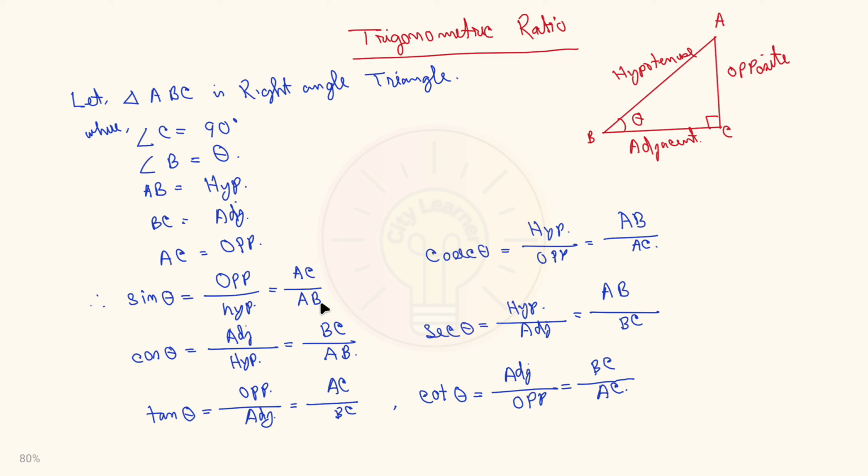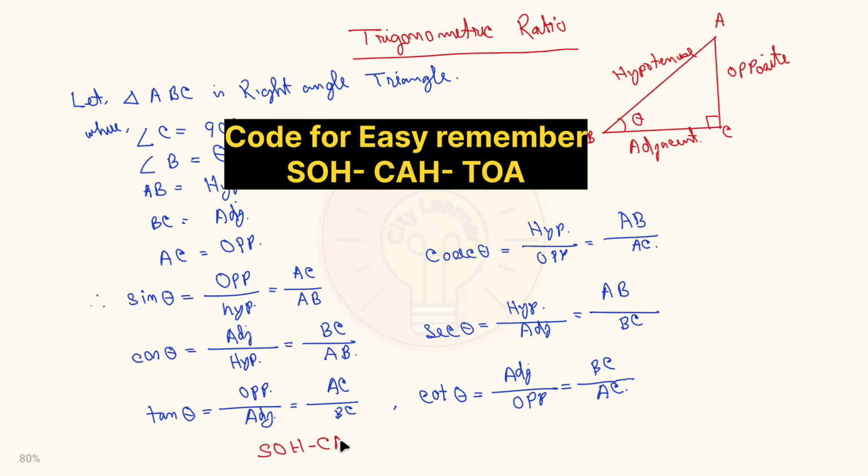To remember these functions, there is a simple formula, so ka 2a. In this, sine is equal to opposite side by hypotenuse, cos theta is equal to adjacent side by hypotenuse, and tan theta is equal to opposite side by adjacent side. From this formula we can remember the first three trigonometric ratios, and the remaining three are nothing but the reciprocals of these three ratios.